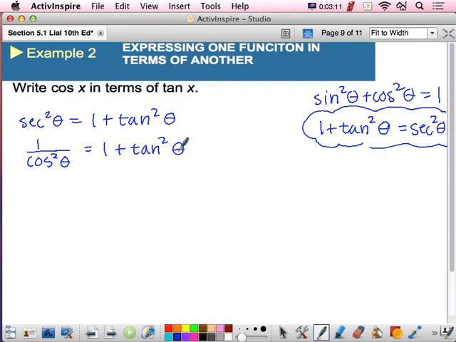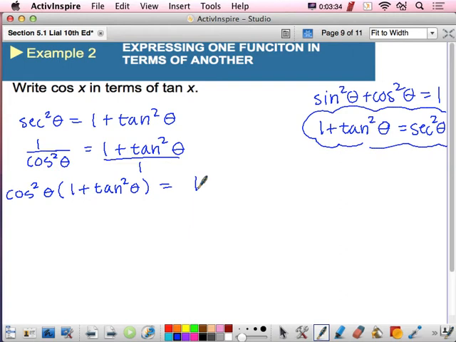Okay? I want to get cosine by itself. So I'm going to put this here, and I'm going to cross multiply. And I'm going to have cosine squared times 1 plus tangent squared equals 1.